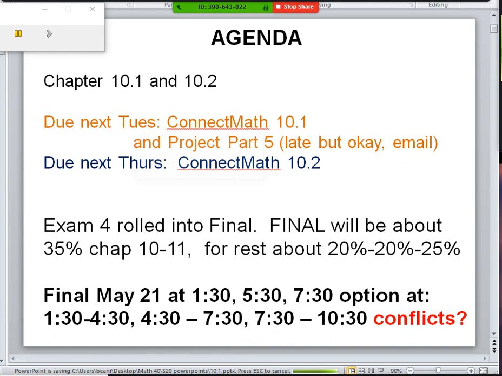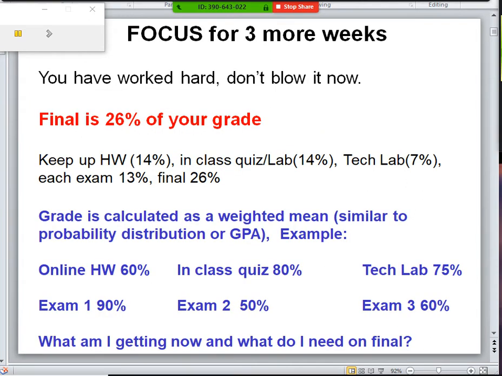Good. And let's get someone to read this one. Ria, can you go and read this for me? Read the top part too. This is important in bold. 3 more weeks.